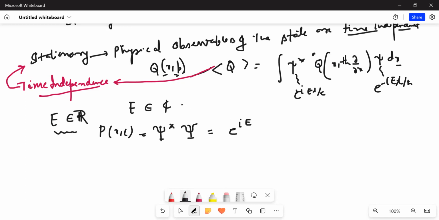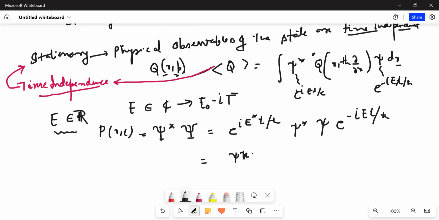Now, in case I take this as E₀ minus iγ, what I'll get, I'll simply write it first this way. And indeed, there would be ψ star as well, and there would be ψ as well. Then I have this e raised to the power minus iEt upon ħ. So in any case, this is going to be |ψ(x)|². That is absolutely fine. Now you have this e to the power i(E* minus E)t upon ħ.